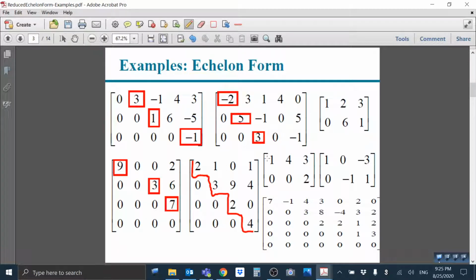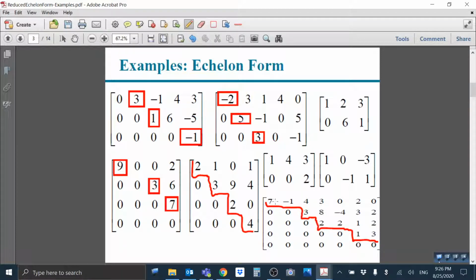This one too, for the same reasons. This one also. And what happens here? Well, I have my leading entry 7, and then 3, and then 2, and then 1. That's it. So I have my staircase, so my leading entries are to the right of each other. That's super important. I happen to have also a row of zeros, which is at the bottom. Great news, that's what we need.